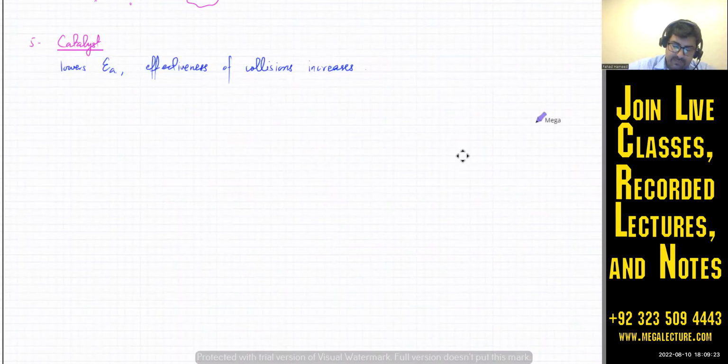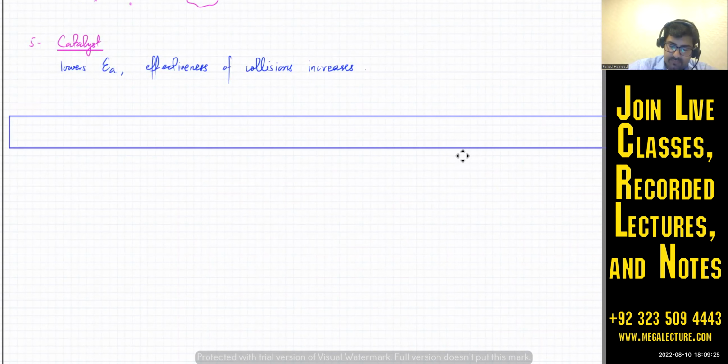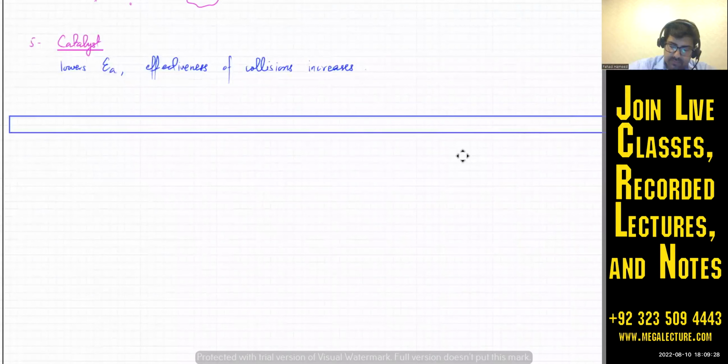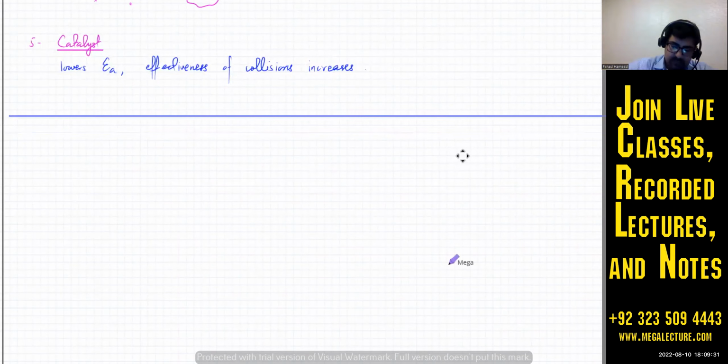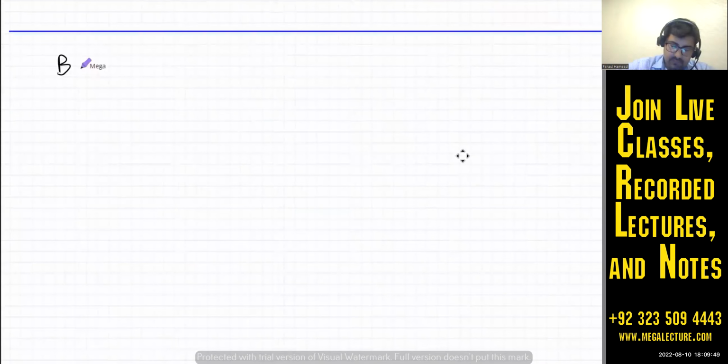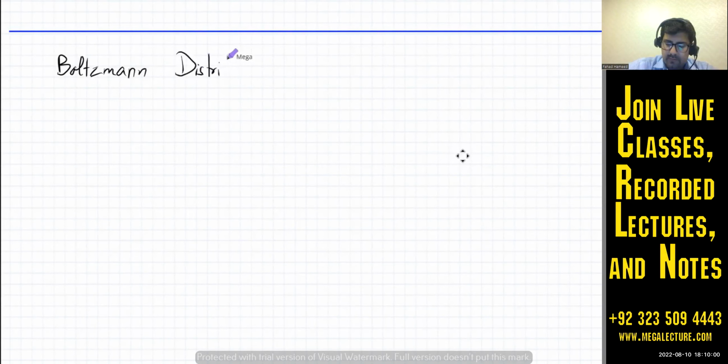What was the Boltzmann distribution? It was the distribution of particles in a particular reaction or in a vessel or in a room. So that's what the Boltzmann distribution was. I'll just go through this quickly.